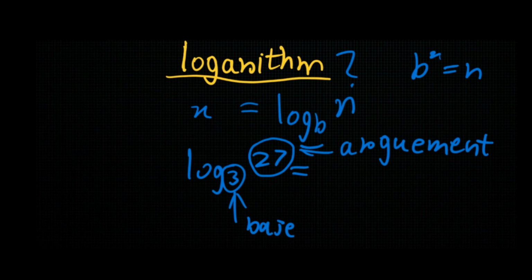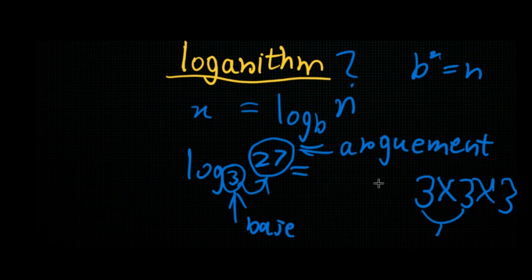And 27, which is also called the argument here, is our question for finding out how many threes need to be multiplied by itself to get 27. So let's multiply. One three, three threes are 9, and 9 times 3 is 27. So we'll get 27 if you multiply 3 threes. So log base 3 of 27 equals 3.